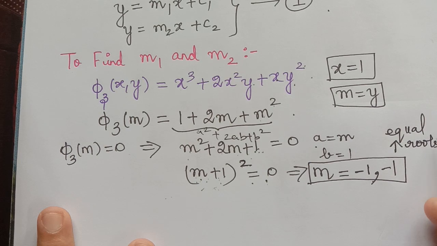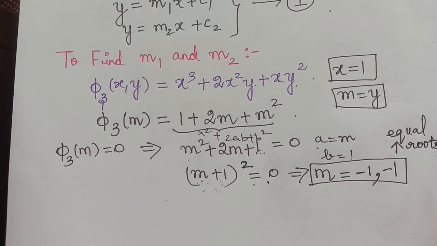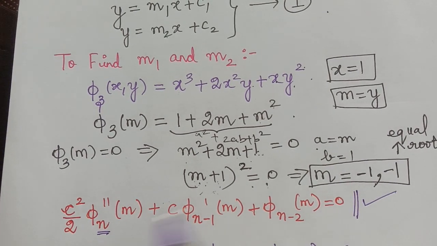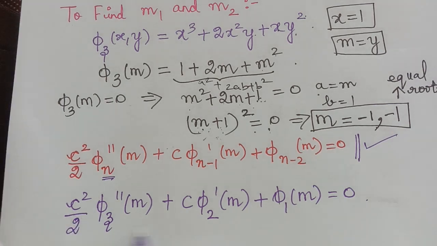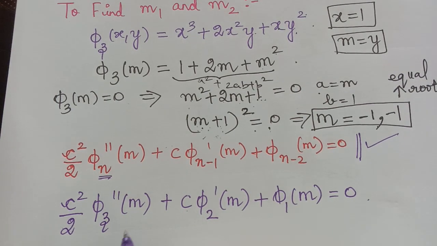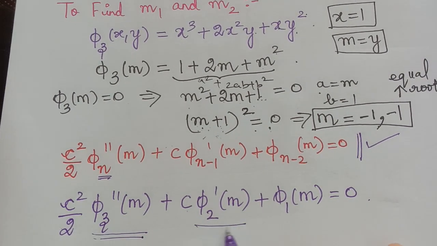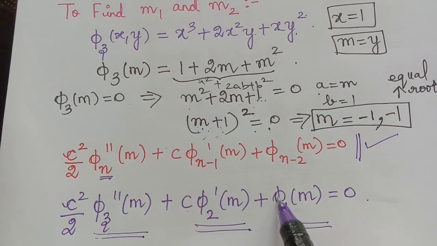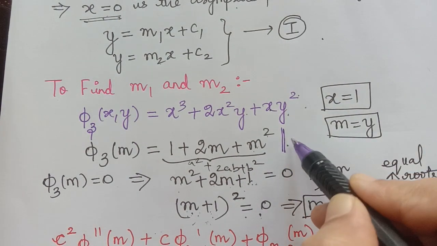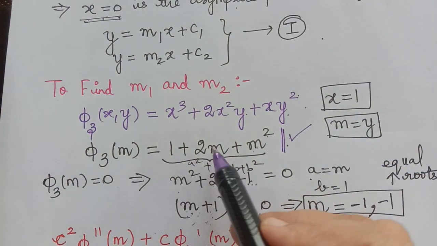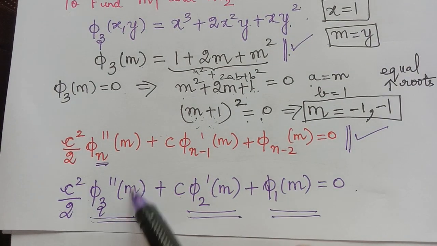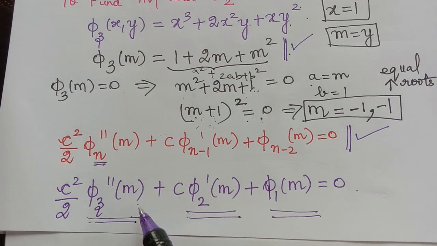So whenever we have equal roots, the formula to find the value of c will be given by this formula, where the value of n is what? 3. So in particular, the formula will be this. So now we shall use this formula and we shall find the value of c, for which we have to find phi 3 double dash of m, phi 2 dash of m and phi 1 of m. Already we have phi 3 of m over here. If you see here, we have phi 3 of m. Using this phi 3 of m, we shall find phi 3 dash of m and phi 3 double dash of m and substitute here. So let me show that now.